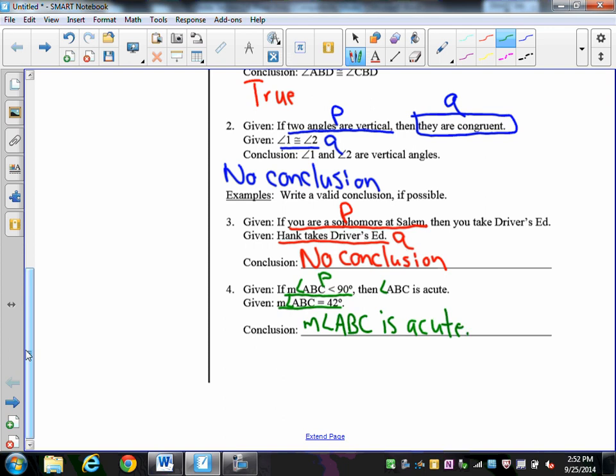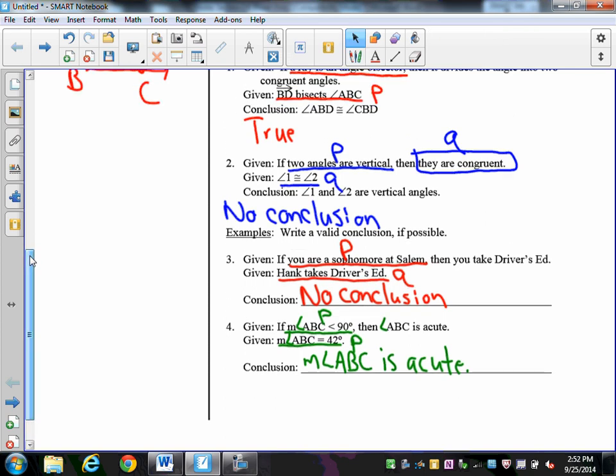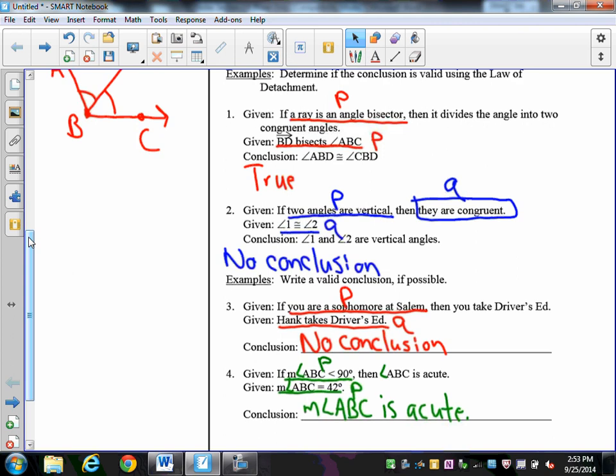I suspect some of you might have questions on this, but again, we have to make sure that what we are given is a scenario where our hypothesis is true. In examples 1 and 4, the hypothesis is true in our given information. In 2 and 3, it's not. We have the conclusion true, and that's why no conclusion can be drawn.